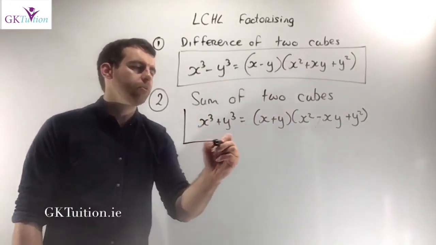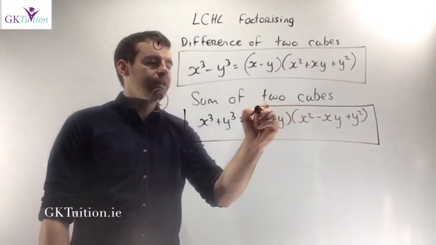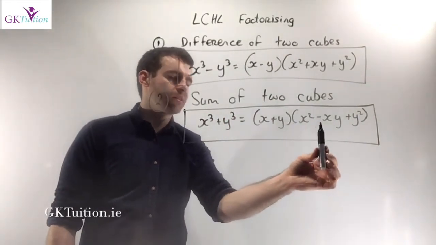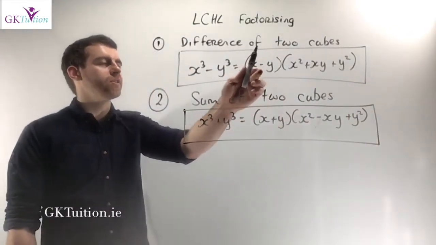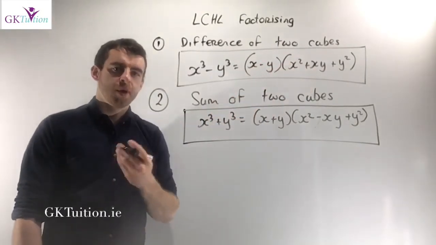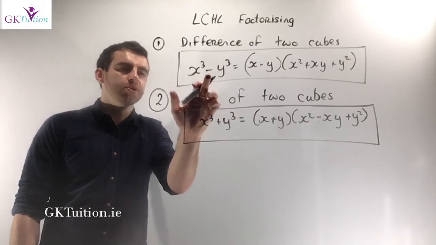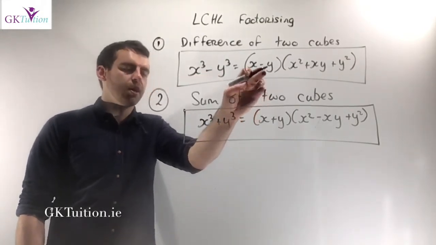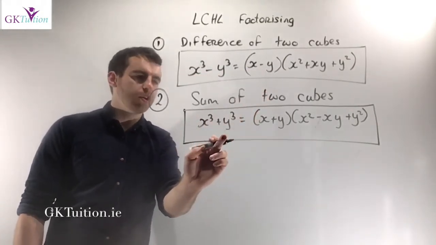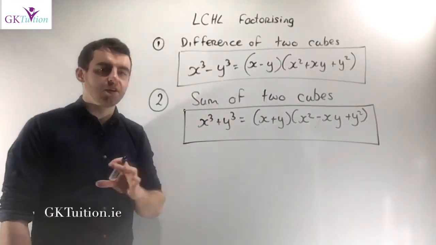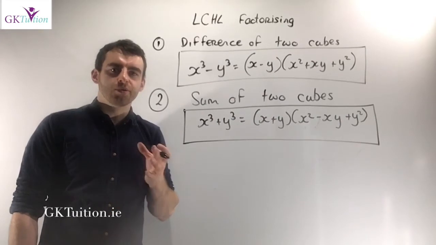And then the sum of two cubes is the exact same, except that we swap the first sign here is a plus, the second sign is a minus. Whereas here the first sign is a minus, then the second one is a plus. The way that I always remember it is if I'm getting x cubed minus y cubed, then the first sign is going to be a minus. Whereas if I'm getting x cubed plus y cubed, the first sign is going to be a plus. So you essentially need to learn those, and that's what we're going to go through in this video.